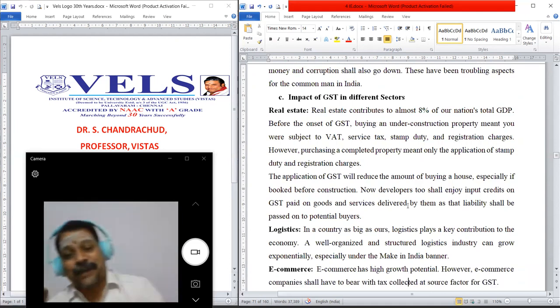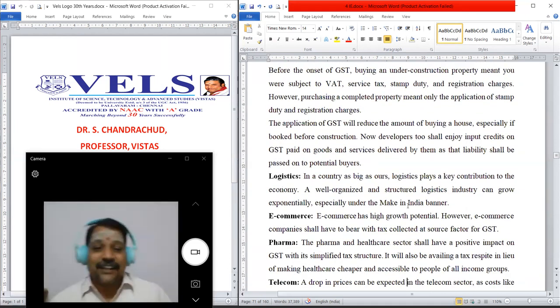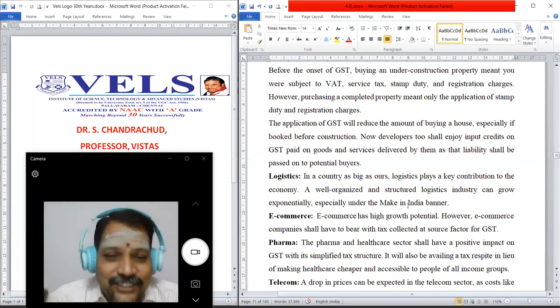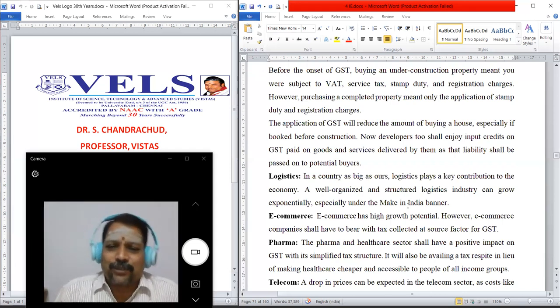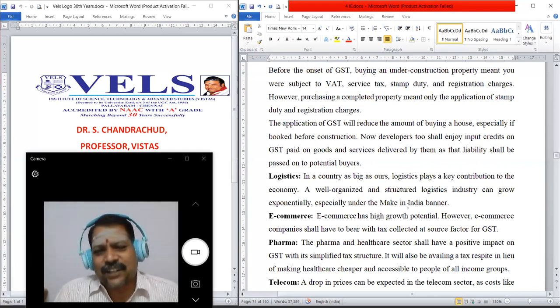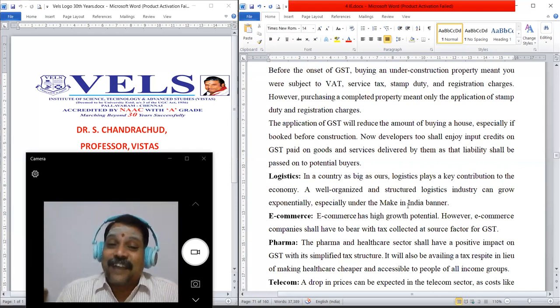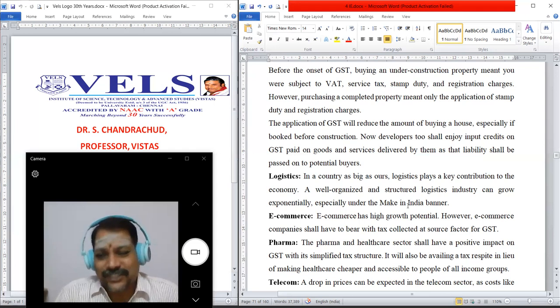Then what is the impact on logistics? In a country as big as ours, logistics plays a key contribution to the economy. A well-organized and structured logistics industry can grow exponentially, especially under the Make in India banner. So GST has influenced Indian logistics. Then let us move to the impact of GST on e-commerce. E-commerce has a high growth potential. However, e-commerce companies shall have to bear the tax collected at source factor for GST.